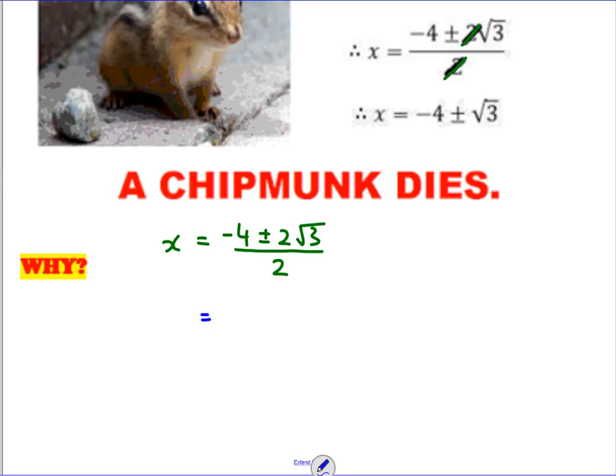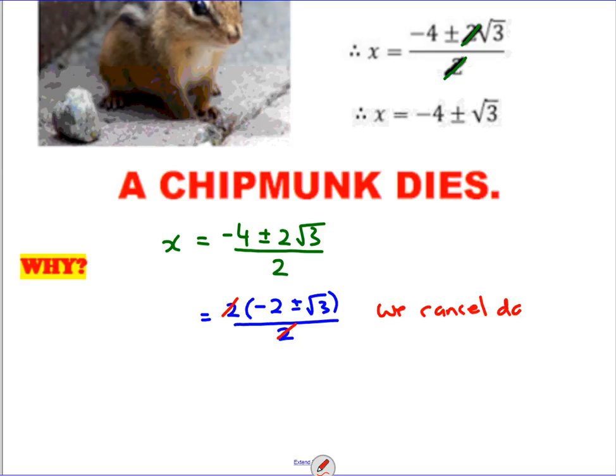And I'll show you why. It's because you need to take out 2 as a common factor. So there would become 2 brackets negative 2 plus or minus square root of 3, all over 2. And then upon doing that, you can cancel down the factors. So we don't cancel down terms, we don't do that, because that's wrong. We cancel down factors.